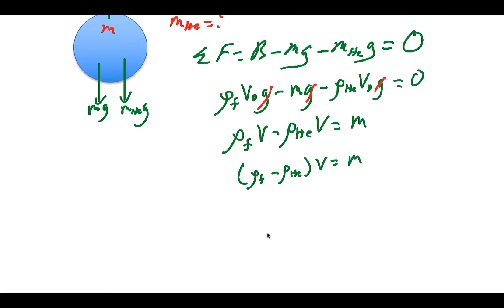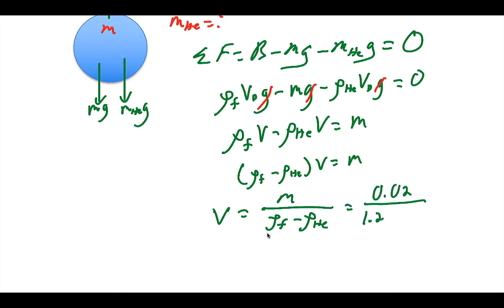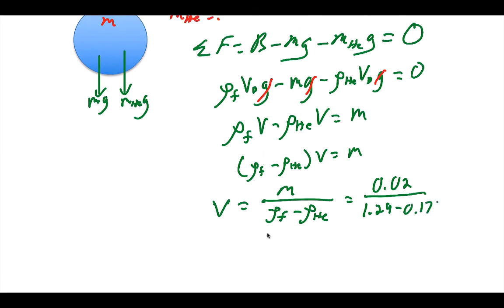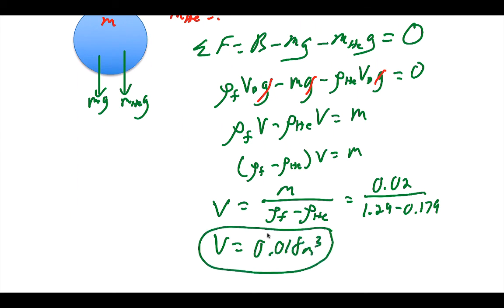out the volume. And so the volume is simply the mass of the balloon before it was inflated over the difference in the densities. So we had a 20-gram balloon. Density of air was 1.29. The density of helium, 0.179, which gives a volume of 0.018 cubic meters. Again, it should be a small number. It's a small balloon. So that's how you can do a slightly more complicated buoyancy example.